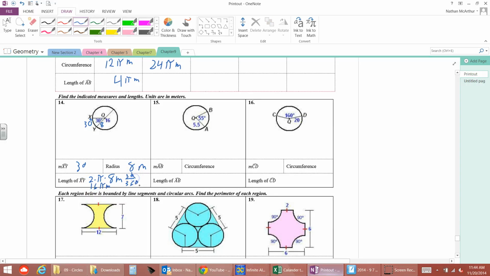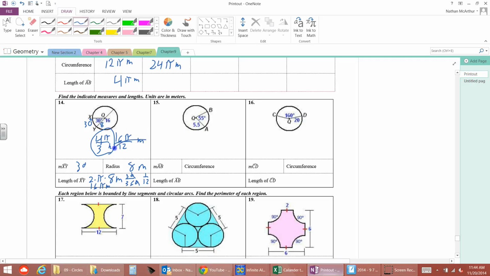I can reduce down the zeros at the very least, and the 3 and the 36 can become 1 over 12, I believe. Yeah, 1 over 12. And then I multiply the 16 and the 1, and I end up with 16 pi over 12 meters. The 16 over 12 can reduce to be 4 over 3, so I have 4 pi over 3 meters. There's my final answer.